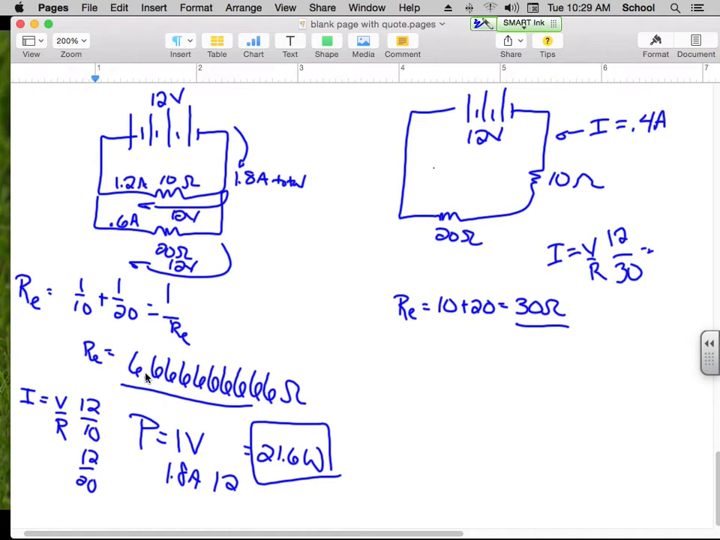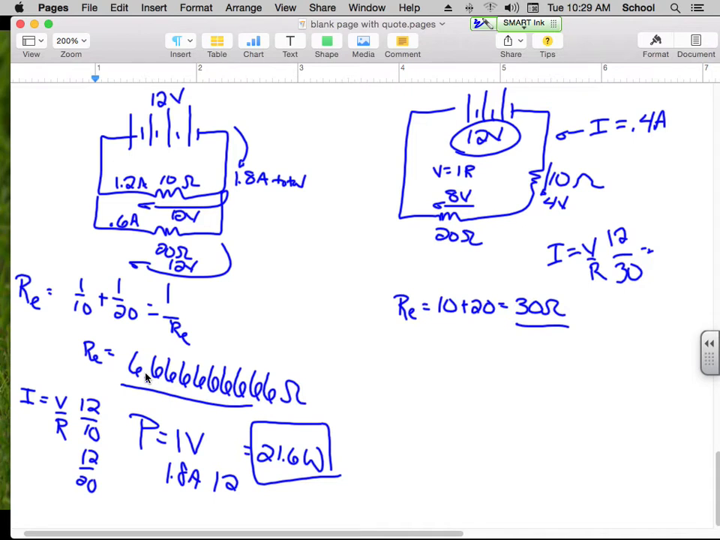So we can just say V equals IR again to find out how much voltage drop we lose. So 0.4 times 10 is going to be 4. I'm going to lose 4 volts going across here, and if I have 0.4 times 20, I'm going to lose 8 volts going across there. And of course 4 volts and 8 volts adds up to 12 volts. What do you know? It's going to lose all of it.